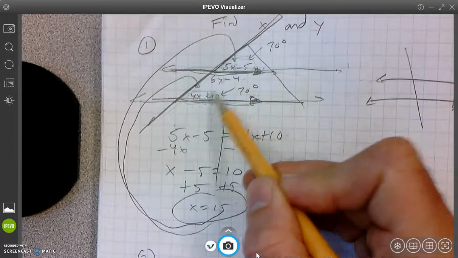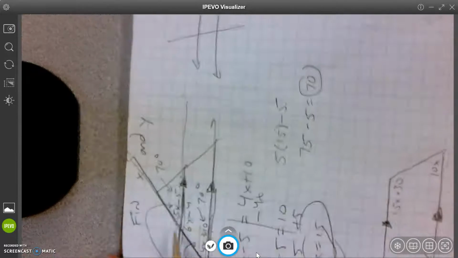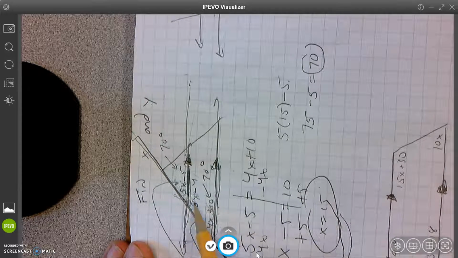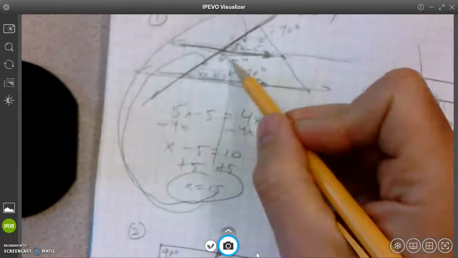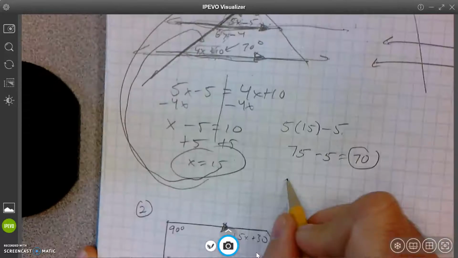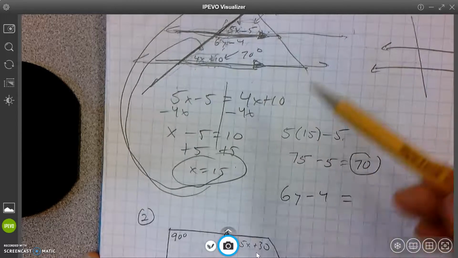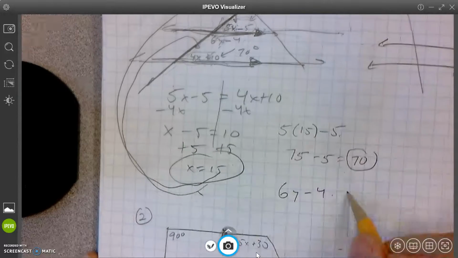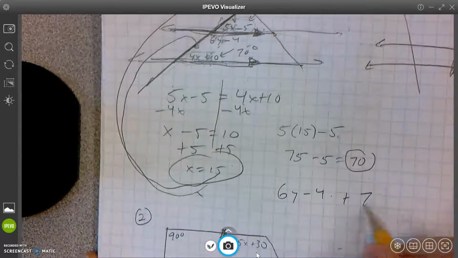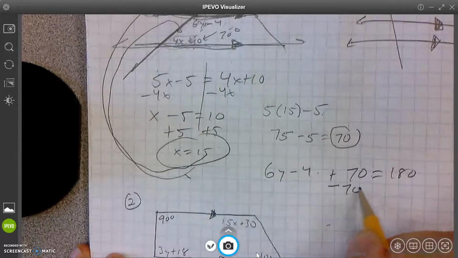Well, they're consecutive interior, you could say, like we just did in the example, or they're along a straight line, right? So along this straight line here, they're also supplementary because they're a linear pair. So either way you think about it, whether they're consecutive interior or a linear pair, they are supplementary. So I got 6y minus 4 plus 70, because these two angles both equal 70, so it doesn't matter. So 70 equals 180.